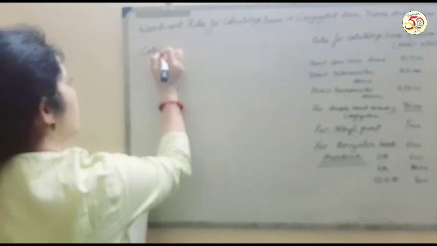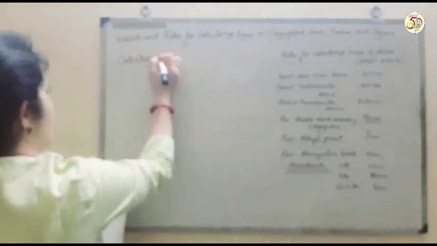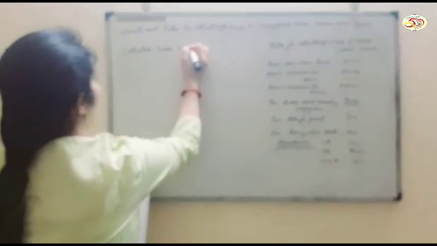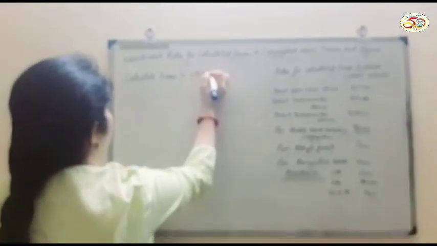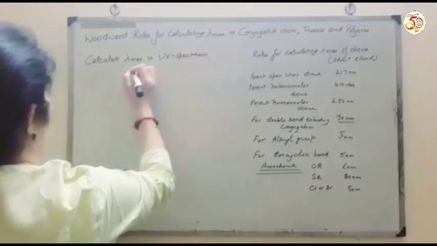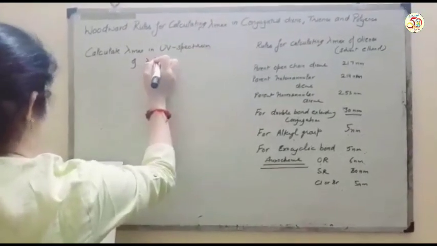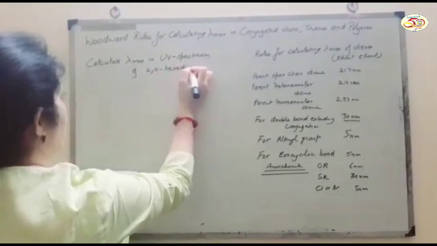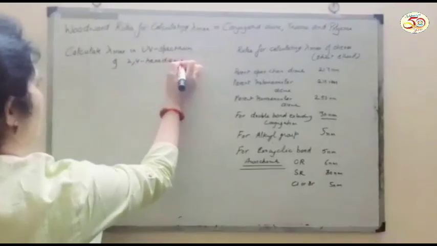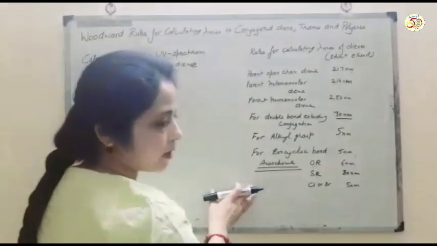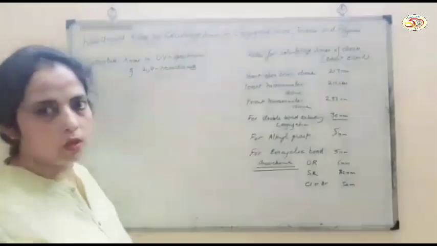For example, we have a question: calculate lambda max in UV spectrum of 2,4 hexadiene. Now how will we evaluate lambda max for 2,4 hexadiene? We will use this table. We have to remember these values for exams.